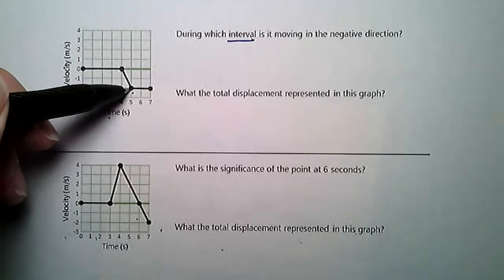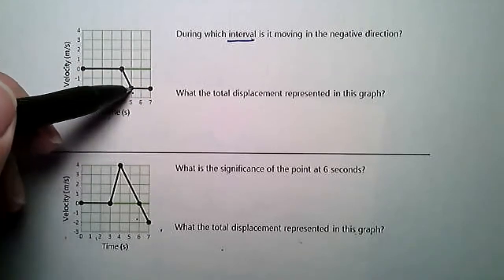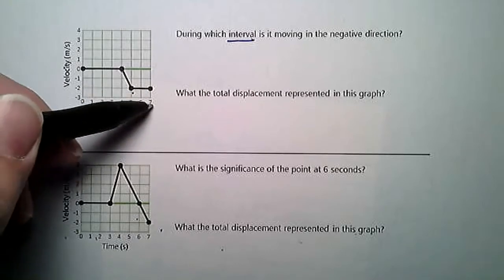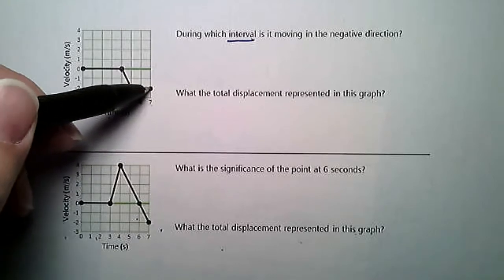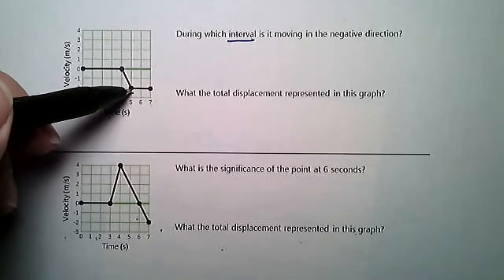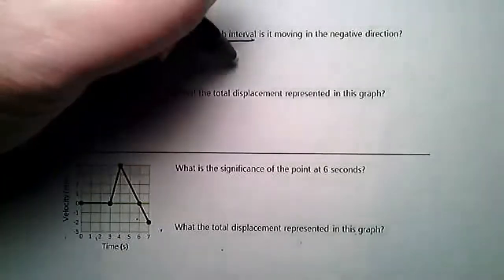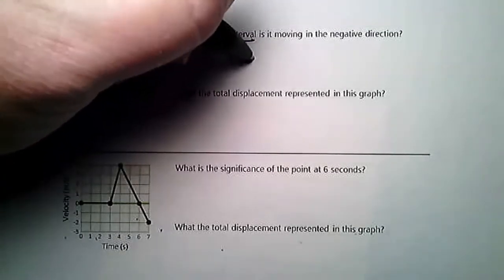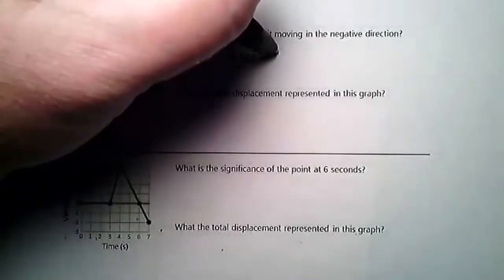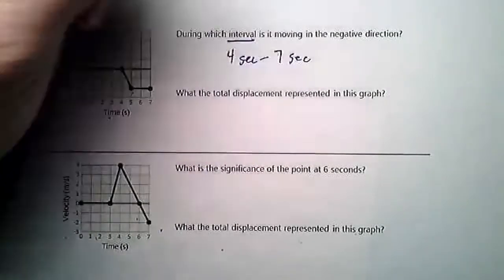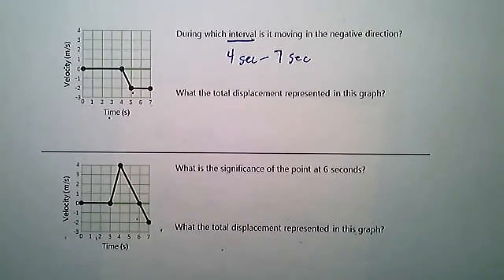I'm accelerating in the negative direction here, and during the 5 seconds to 7 second period, I'm moving at constant negative velocity. All right, but in both cases, I'm moving in the negative direction. So this would be 4 seconds to 7 seconds. All right, that's the interval in which you're moving in the negative direction.